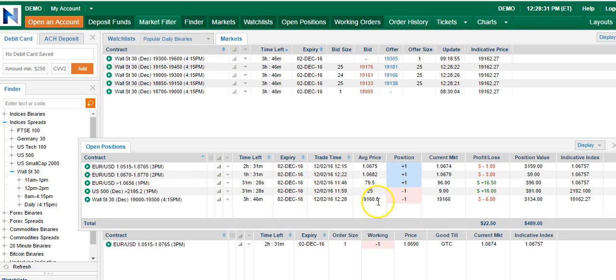So you can see it's 19,160. The market's currently at 19,166. So I would exit this position right now. I would lose $6 on the trade. It tells me position value and tells me the indicative. So if the indicative again at 415 is below 19,160, I'm going to make some money. If it's above the 19,160, I'm going to lose money. So in this case, if this is where it closed at 415, I would lose about $2, $3 on this particular trade.